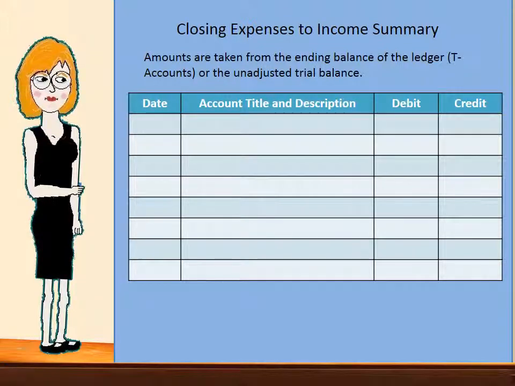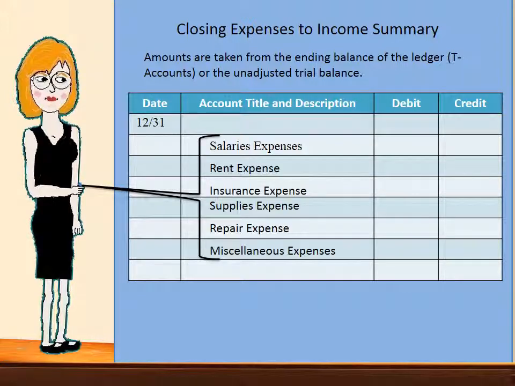Alright, now we're going to move on to closing expenses to income summary. Amounts are taken from the ending balance of the ledger T account or the unadjusted trial balance. You will start with the date because this will be the second journal entry for your closing and you won't have to repeat the title closing entries.